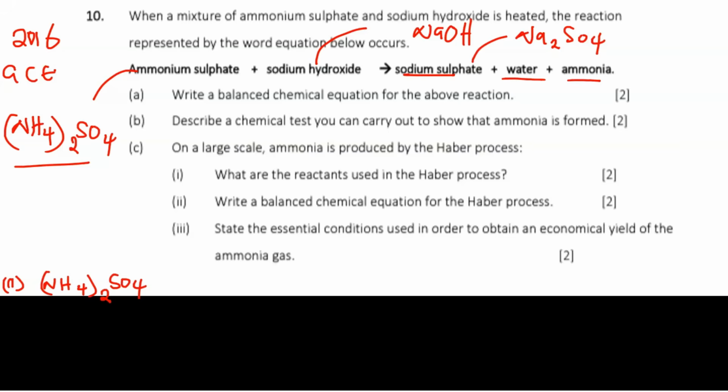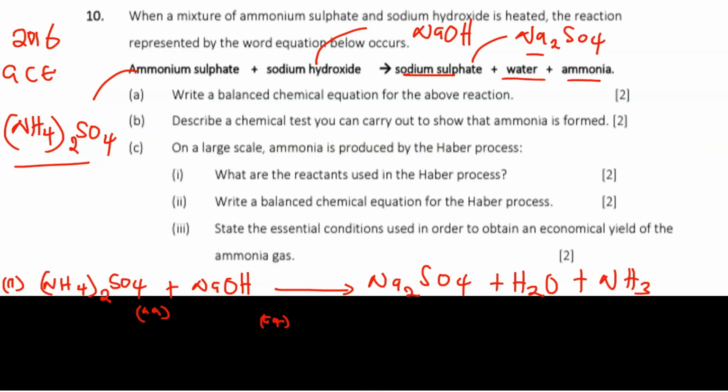So this is ammonium sulfate, and of course we can put it in aqueous state, and now it is reacting with sodium hydroxide, which is also in aqueous state. And in this case, what is formed is sodium sulfate plus H2O plus ammonia. Now remember the question is: write the balanced chemical equation. In order to balance the equation, I'm sure you have the knowledge about balancing the equation. You just need to balance the atoms that are involved on the reactant side and the product side. They should be equal.